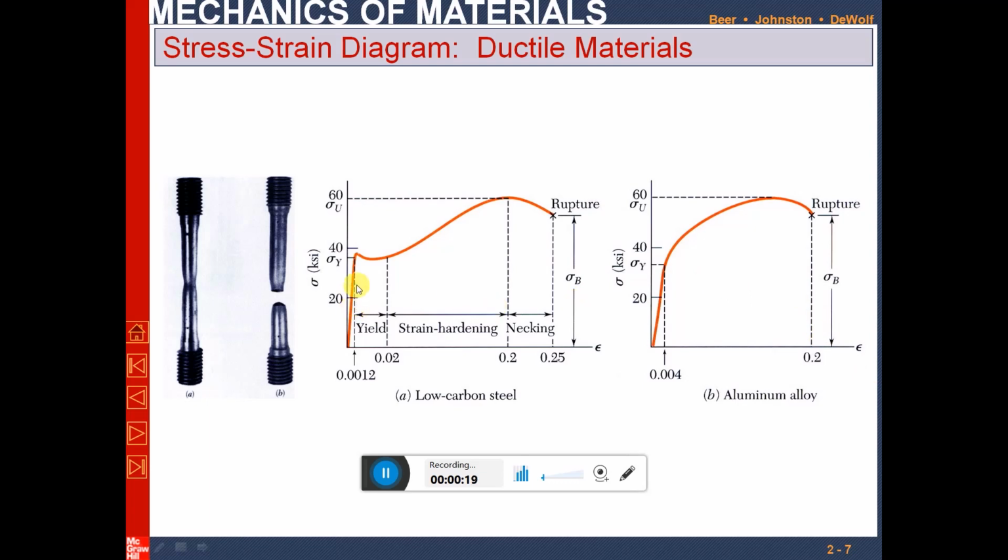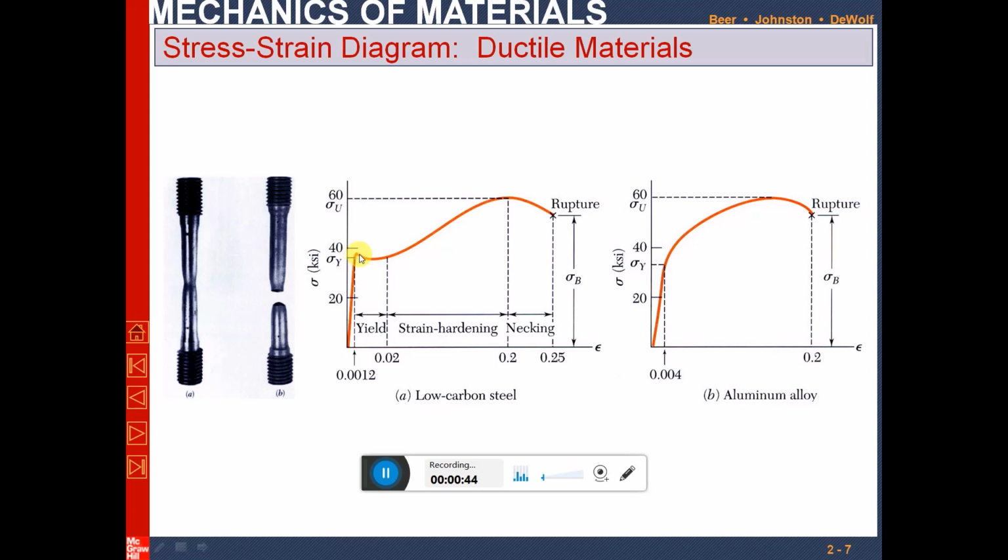But there is a slight difference between both the curves. You notice this red line for the first curve, which is shown on the left. At the bottom it is shown as curve A, low carbon steel. It peaks up to a certain point. That point is called the yield strength, or it can be denoted as sigma y. There is a very sharp yield strength point in this curve.